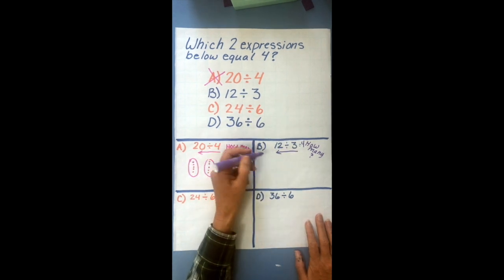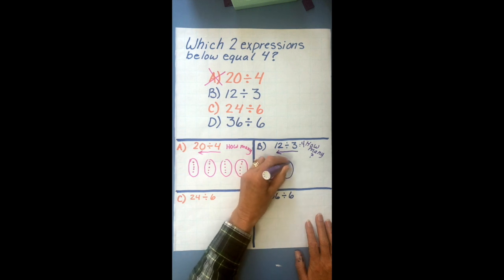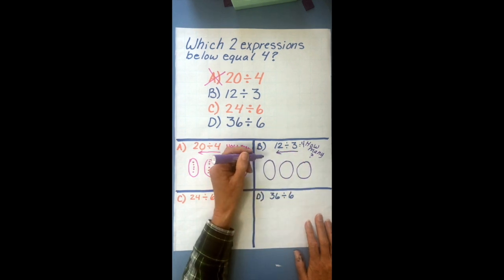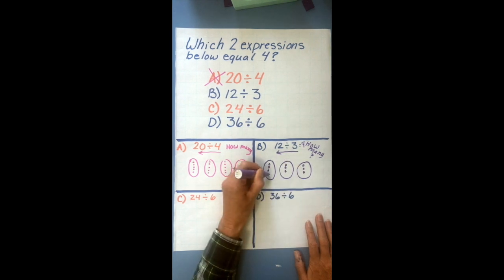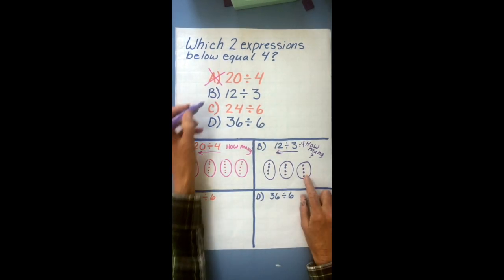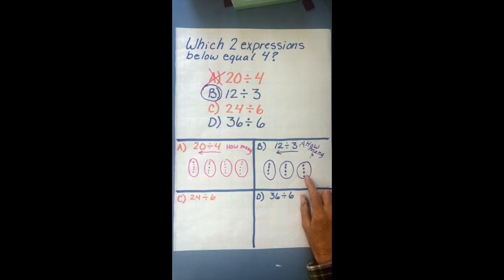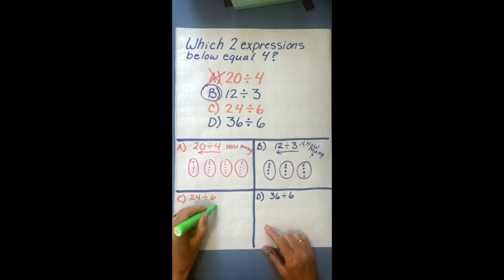But if you don't want to do it that way, you know you have 3 groups. 1, 2, 3, and I could do 1 for me, 1 for you, until I get to 12. And again, I get the same answer, 2 different methods to do the same thing. That does equal 4, so I'm going to circle that one. Now I'm going to go to C. It says 24 divided by 6. I know I'm going the opposite direction. I always ask how many.